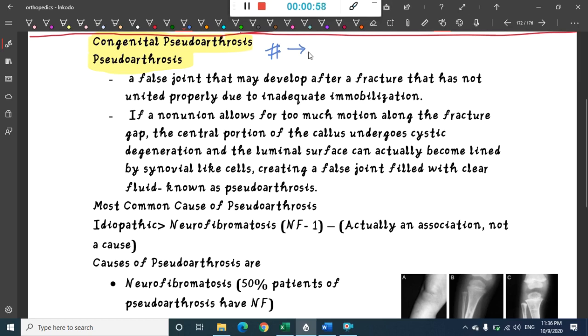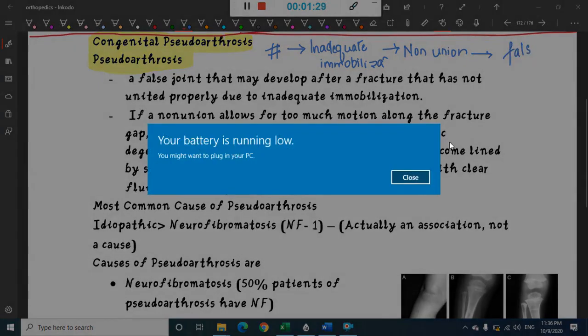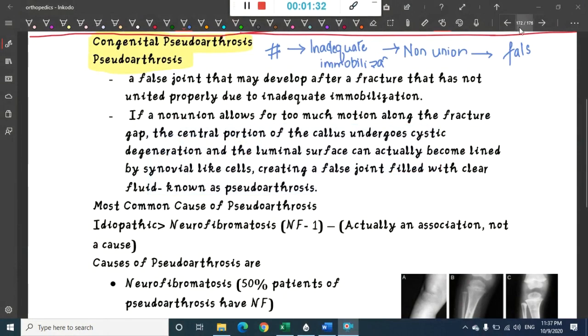But if there is inadequate immobilization after a fracture, you have immobilized it, but the immobilization is not proper, this inadequate immobilization will result in non-union. The fracture is not united, and this non-union will result in the formation of a false joint space. There is development of a false joint.